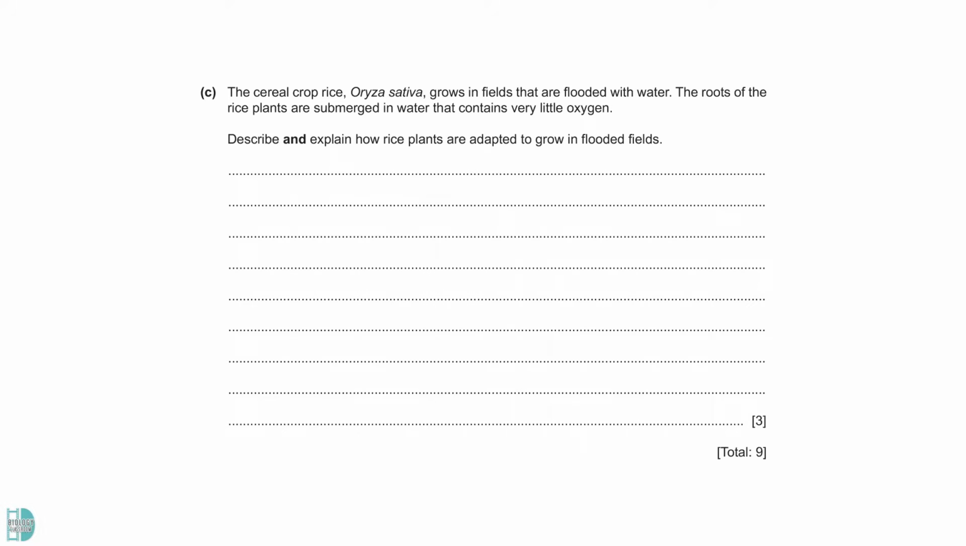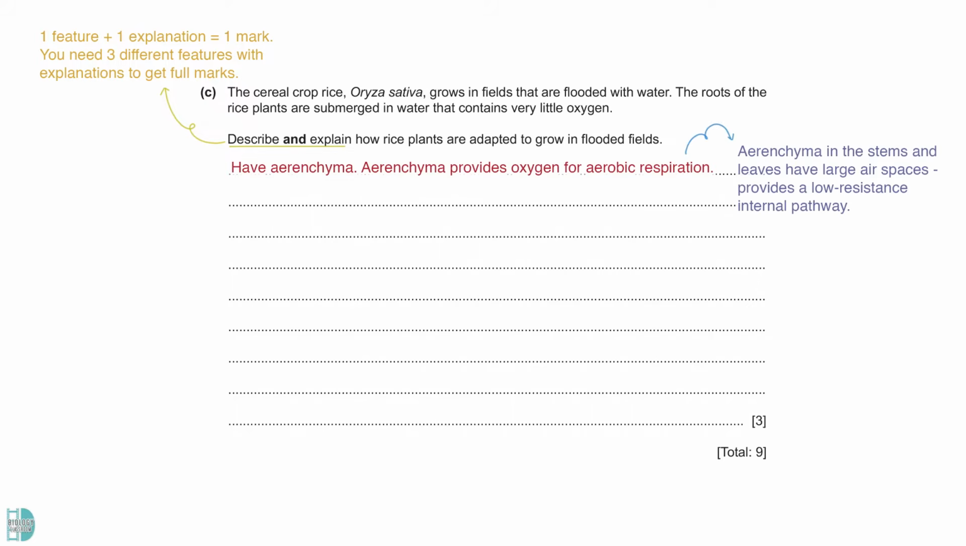C. Describe and explain how rice plants are adapted to grow in flooded fields. The command words describe and explain means that you only get a mark with one feature and its explanation. Therefore, you must provide three different features with the explanations in this case. First, there is parenchyma in the stems and leaves of rice plants. Large air spaces are found in the tissue. Parenchyma provides a low-resistance internal pathway, allowing oxygen to reach the root cells for aerobic respiration.